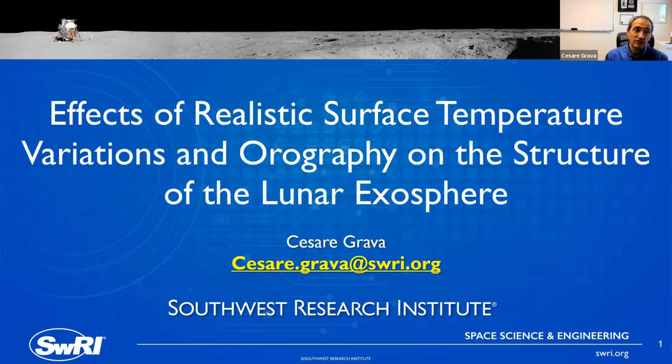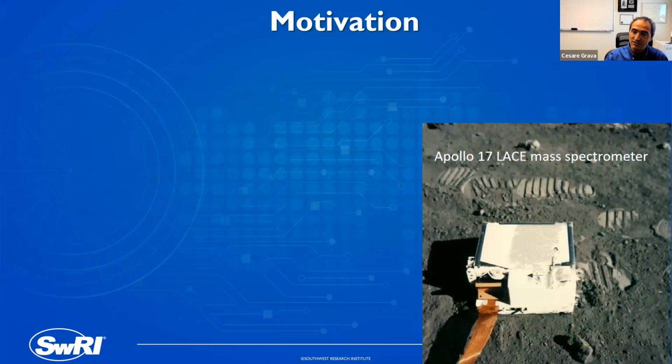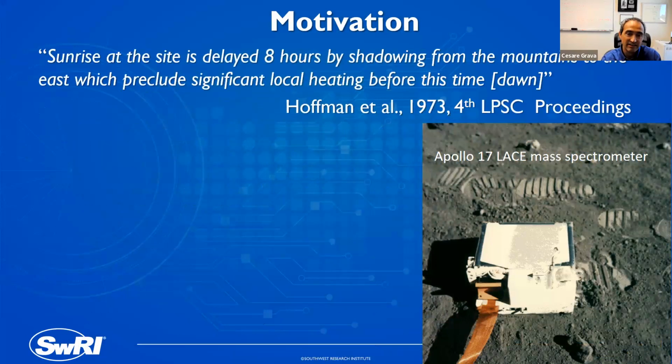I wanted to study the effects of realistic surface temperature variations and orography, so mountains, valleys, etc., on the structure of the lunar exosphere, for both condensable and non-condensable species. So the motivation was, while simulating argon a few years ago, I stumbled upon this sentence from the Hoffman et al. paper summarizing the first results of LACE.